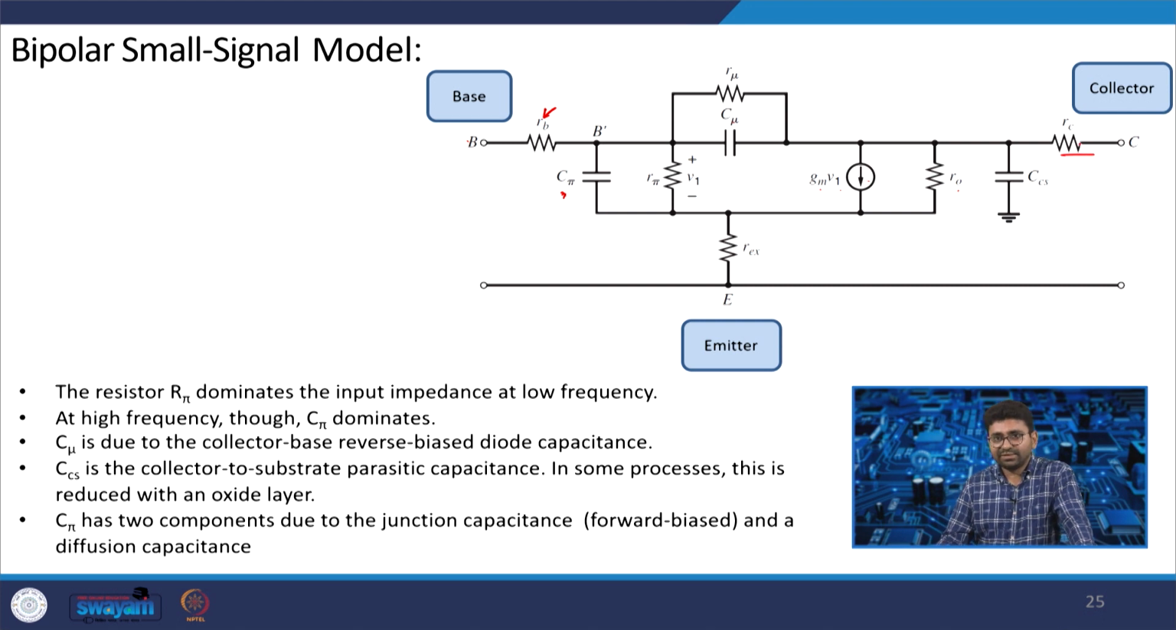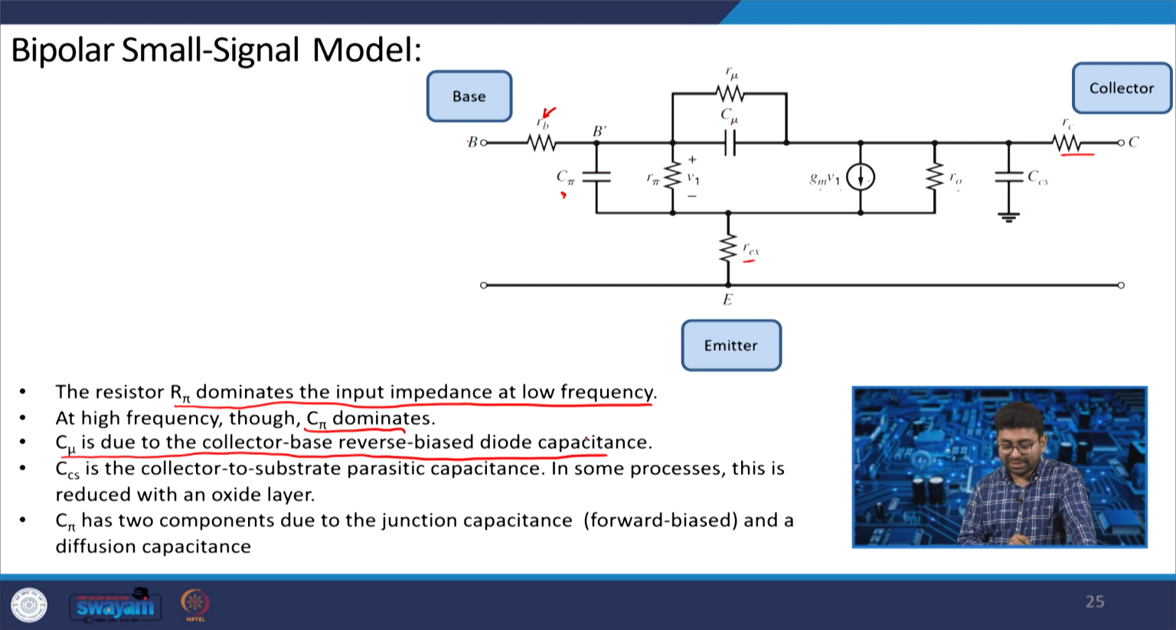Output resistance RC. There is also REX involved, which is at the emitter, and at the other junction there is one resistor. The resistor R pi here dominates the input impedance at low frequency, but at high frequency C pi dominates. C mu is due to the collector-base reverse bias diode capacitance, and CCS is a collector to substrate parasitic capacitance. In some processes this is reduced with an oxide layer.